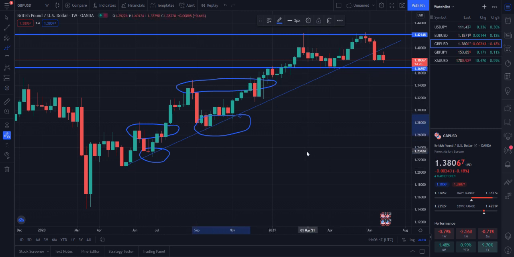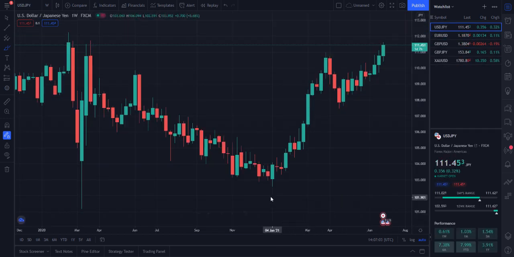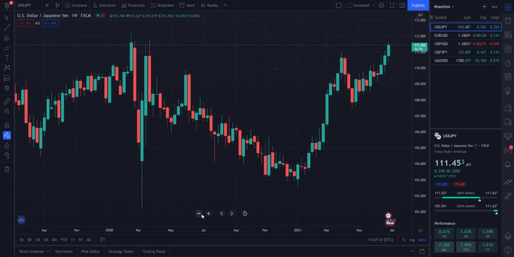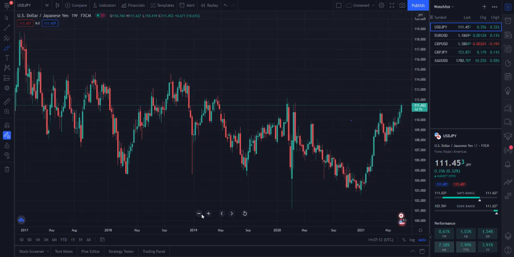So for an upward trend, you should have two higher highs. This is a high, this is a high. Two higher lows, I'm sorry. So this is a low and this is a higher low. I have a perfect example as well for a downward trend line. So this is the dollar yen, and it has been in a downward trend since 2017, and it broke this year.